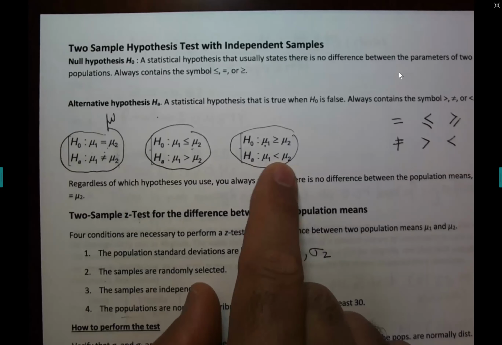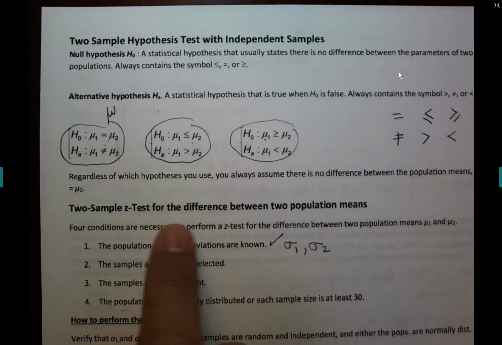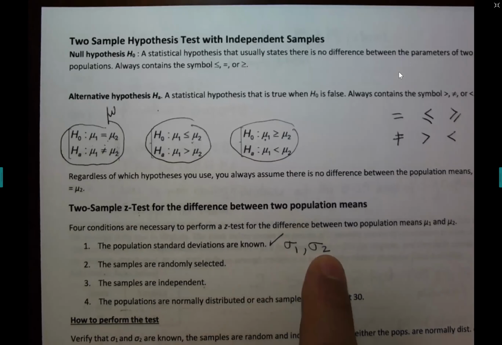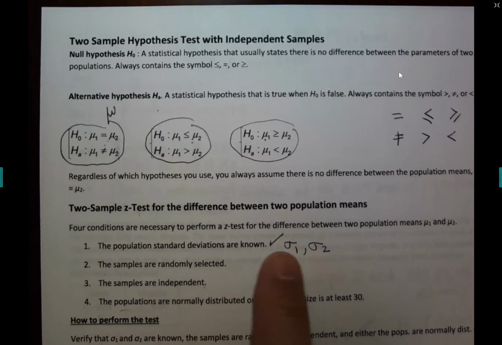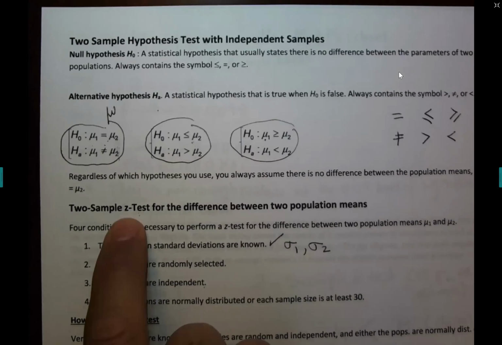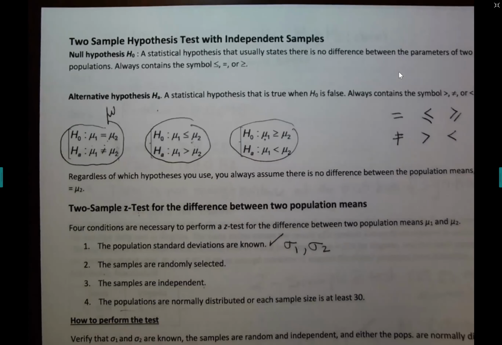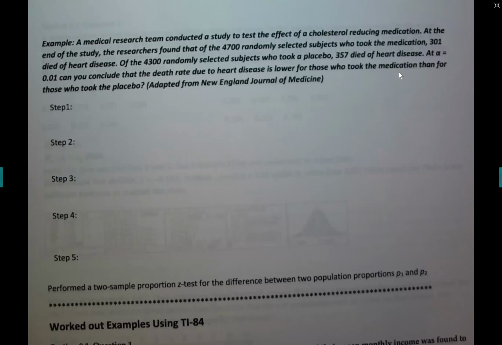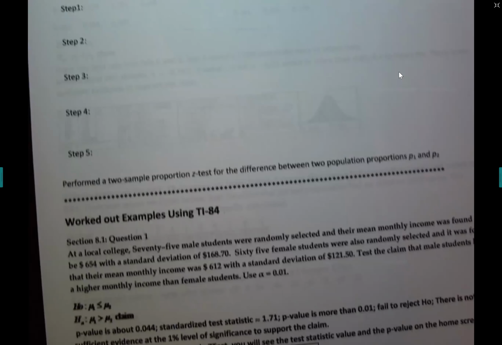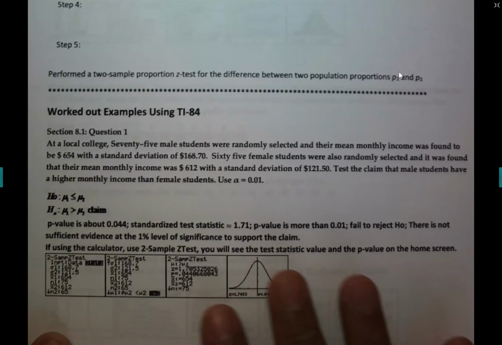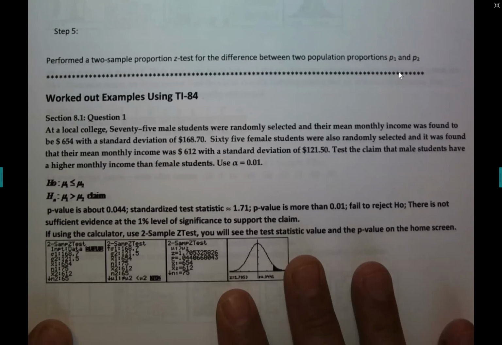And then we performed yesterday a z-test for the difference between two population means when sigma 1 and sigma 2 are known. So when he gives you sigma 1 and sigma 2, you must do a two-sample z-test. We did two examples, and I'm going to do one more example, which is toward the end here. These are worked out examples, guys. I'm just going to walk you through one of them right now, just to review what we did yesterday.